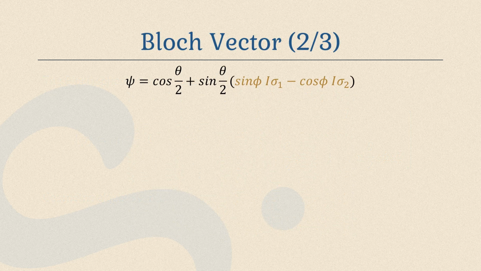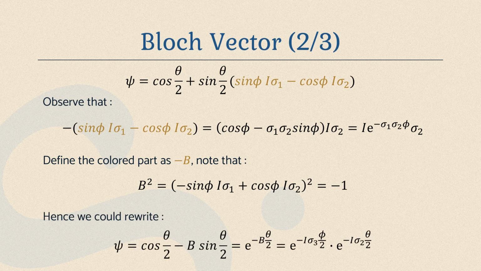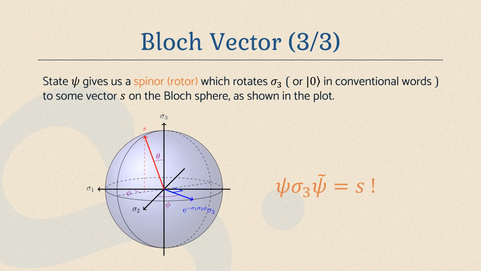Now, we can rewrite the latter part as a bivector, which squares to negative 1. Hence, psi is in fact a rotor, or in the case of quantum mechanics, a spinor. But if it's a rotor, then what does it rotate? In fact, the state psi, a spinor, rotates the sigma 3 axis to the Bloch vector representation of the state on the Bloch sphere. The Bloch vector, denoted as S, equals psi sigma 3 psi tilde.